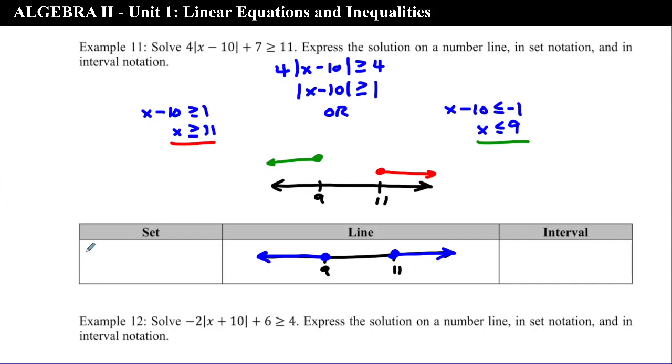In set notation, there's no other way to write it other than the set of all x such that x is less than or equal to 9, or x is greater than or equal to 11. And then in interval notation, we have negative infinity to 9, including the 9. We're going to include the 11 and go to infinity.